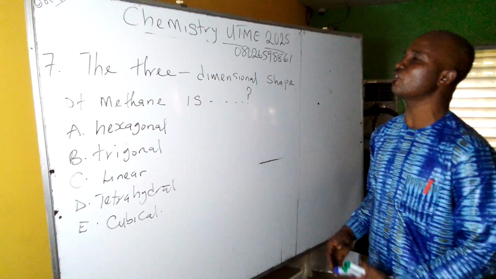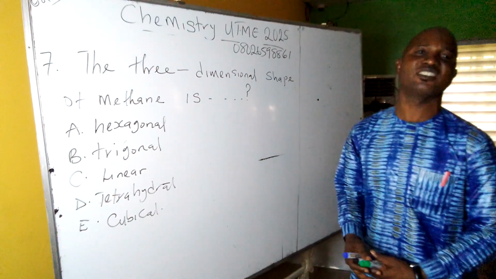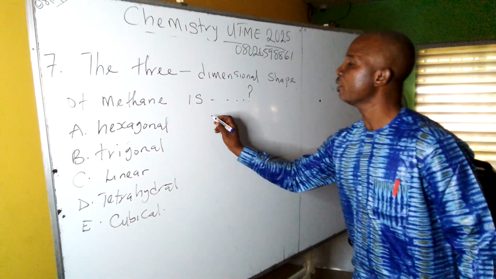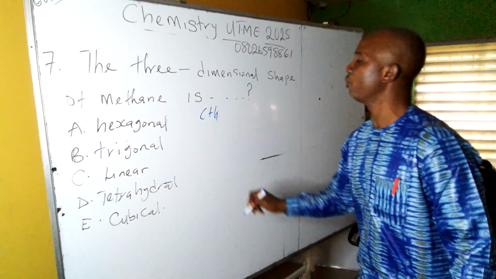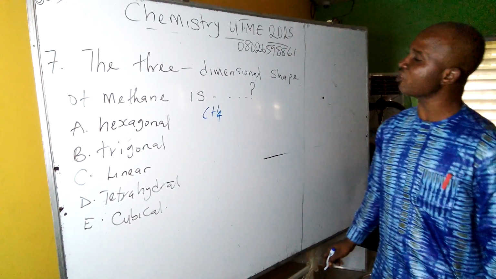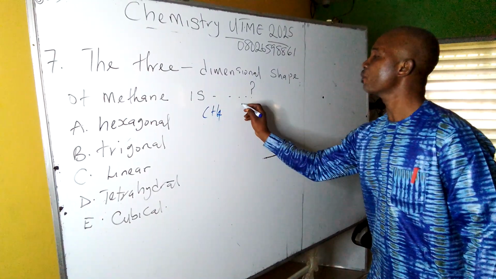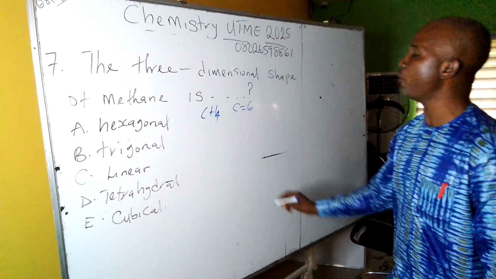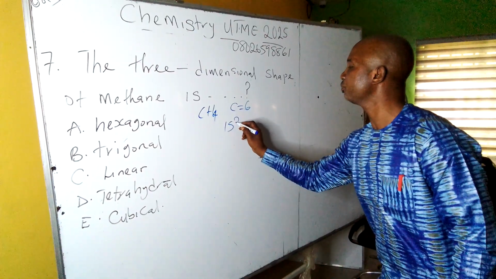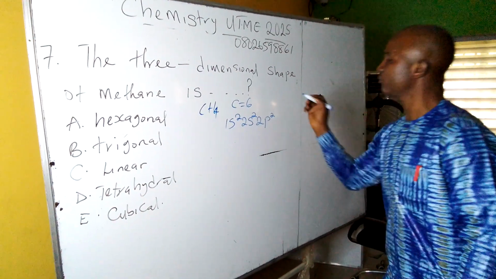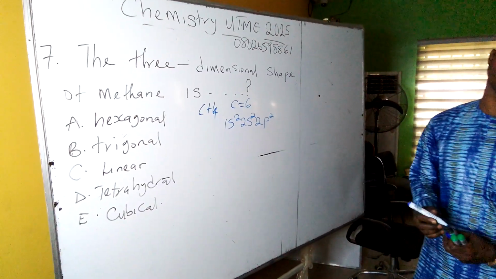Now this question is under the concept of hybridization and shapes of molecules. Now let's look at methane. Methane is CH4. Now carbon is the principal element here. So we must write the electronic configuration of carbon. Carbon has atomic number 6. What is the electronic configuration of carbon? It's 1s2, 2s2, and 2p2. This is the electronic configuration of carbon.